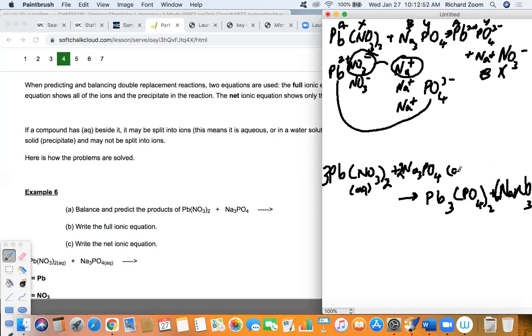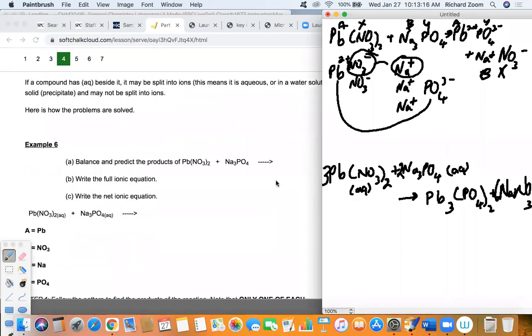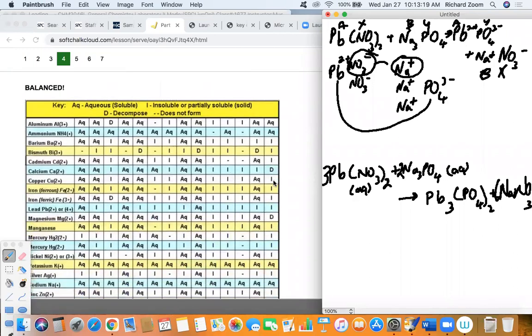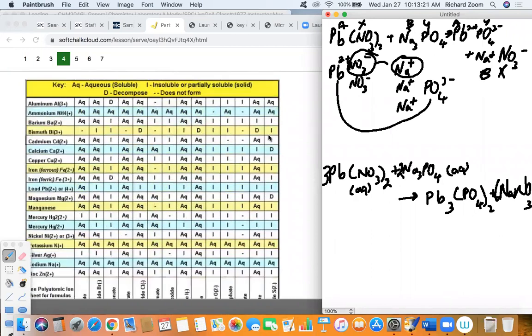Now we can also add some states here. We know that's aqueous, we know that's aqueous. Now what we don't know is what the states on these are. When these things add together, the aqueous solutions are usually clear solutions. But when we add them together, we get a precipitate, which is going to be a solid. So one of these things is going to turn into a solid, and we need to know which one that is.